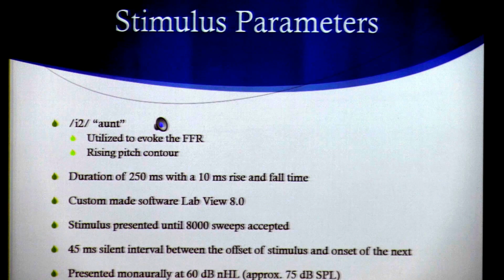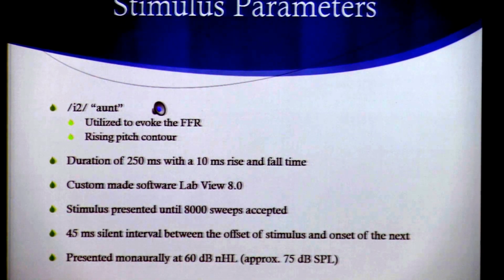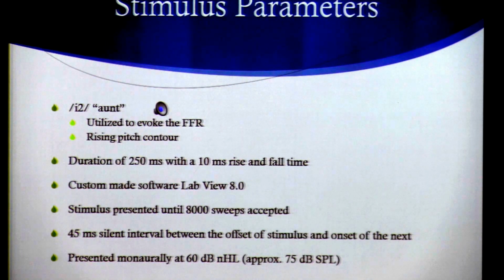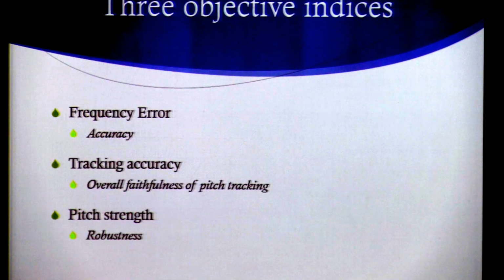It was presented until about 8,000 sweeps were accepted, and it was presented to the right ear at 75 dB SPL. So they had 3 gold-plated electrodes on them, one on the high forehead, one on the low, and one on the right mastoid. Again, they were encouraged to rest as peacefully as possible, and it was better if they fell asleep. So running in my study wasn't bad. And the impedance was kept under 3 kiloohms.